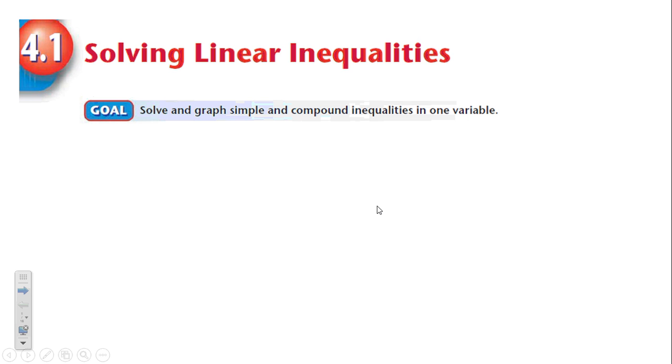All right, guys, we're taking notes on 4.1, solving linear inequalities. Our goal is to solve and graph simple and compound inequalities in one variable. It's going to look pretty darn familiar from what we've done in the past, but just bear with me, guys, and the assignment should go pretty darn good.